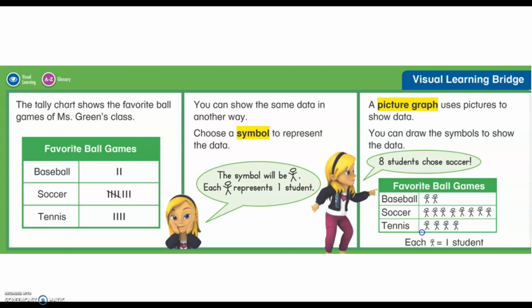Something else that's important when you're drawing a picture graph is you have to have a key. If you didn't draw a key, the person looking at it might think that each little stick person stands for 2 people or 5 people, so you need to let them know.